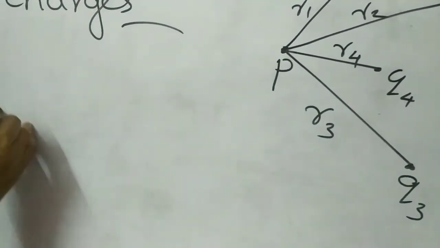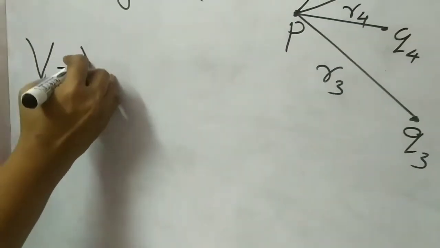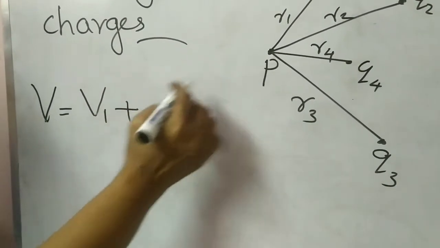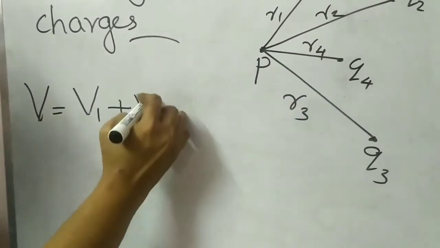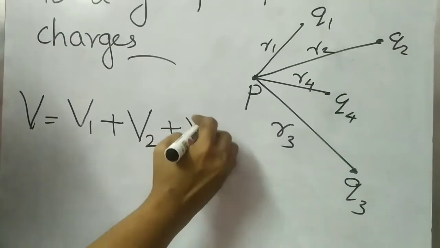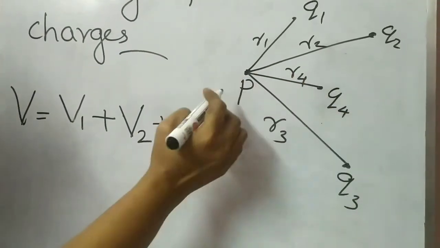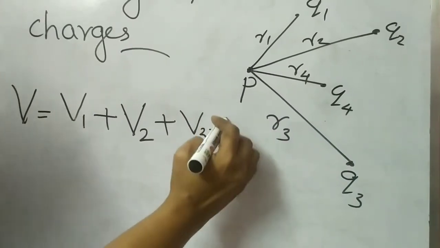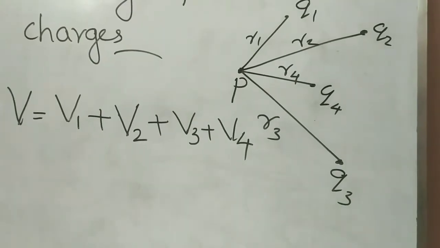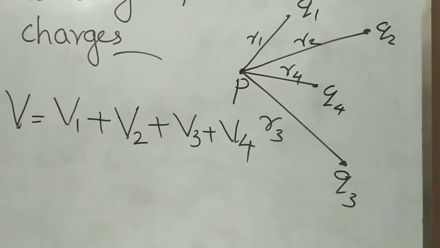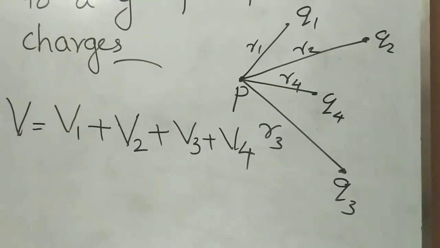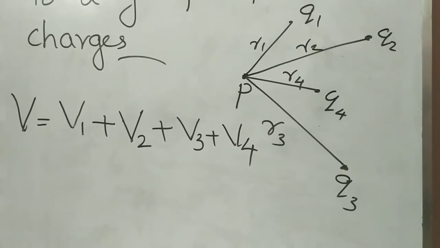If we are taking total potential as V, potential due to Q1 at P, that we can take as V1, potential at P due to Q2, that we can write as V2, potential at P due to Q3, that we can write as V3. Now potential at P due to this charge Q4, that we can write as V4. V is equal to V1 plus V2 plus V3 plus V4. Keep this in your mind. Potential is a scalar quantity, so we can add these potentials. Okay, algebraic sum we have to take.